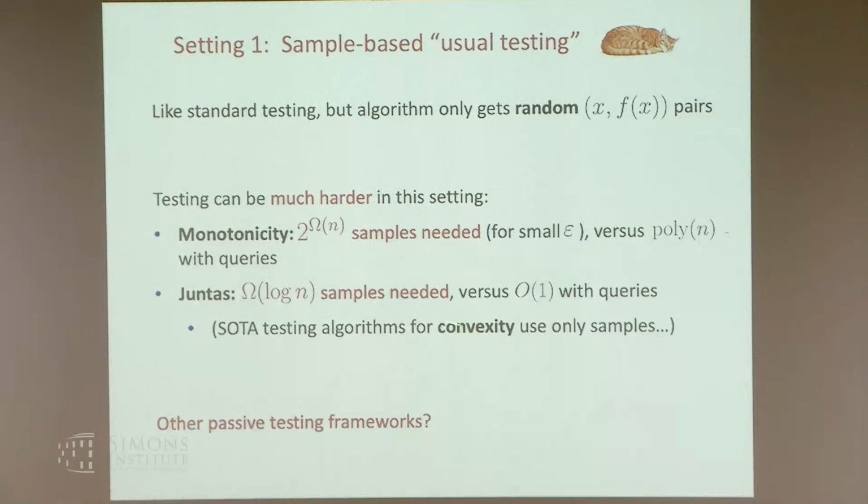I want to point out that for convexity testing, the state-of-the-art algorithms only use samples. And I don't think this is a good thing. I think it shows that we don't know how to use queries yet for convexity testing. I suspect there are better algorithms out there that exploit queries. Question, Leon?